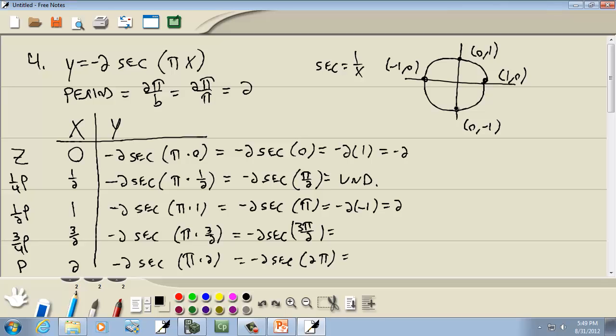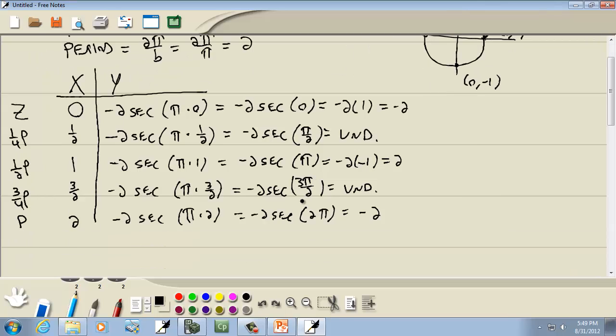Secant 3 pi over 2, I'm down to here. We got 1 over x. X is 0, so that's undefined. And back to the starting place, that'll be the same as my first one, which is -2. Okay, so we're ready to plot our points.